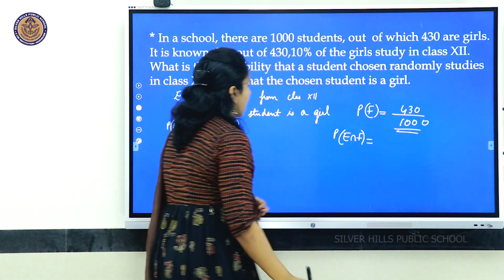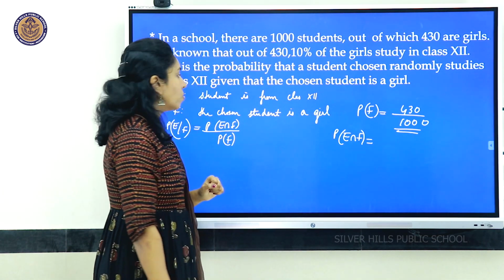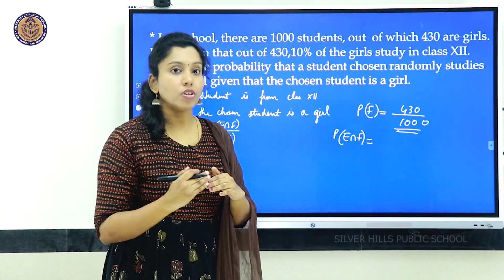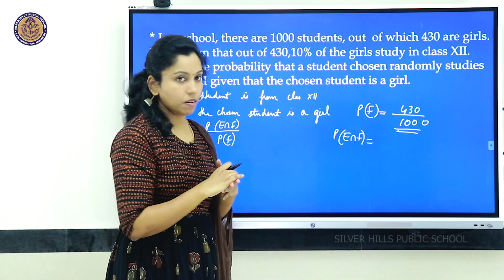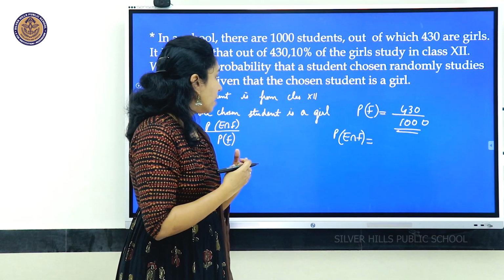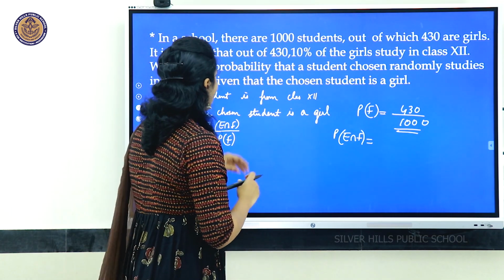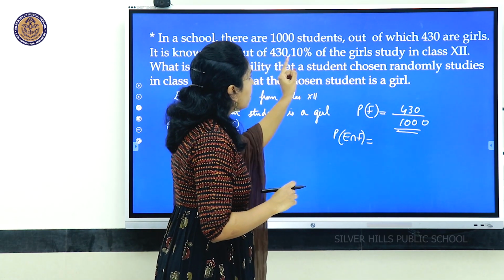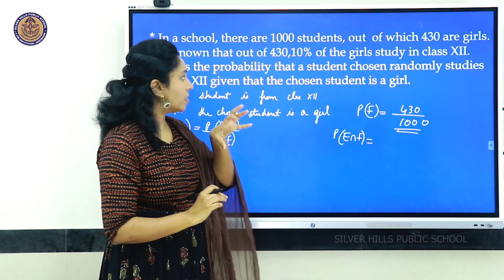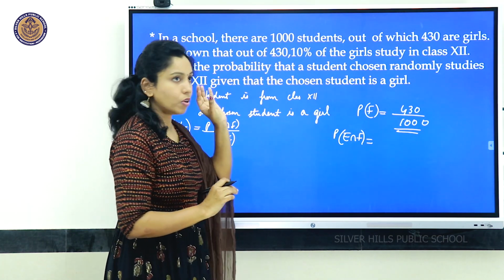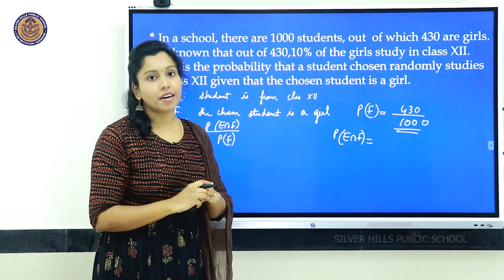Denominator is ready. And then we need probability of E intersection F. What is the meaning of that? E is the student is from class 12. F is the chosen student is a girl. So, E intersection F means that the student that you selected is a girl from class 12. How do we find this? Look at the sentence: 10% of the girls study in class 12. Like 430 girls are there out of 1000. Of that, 10% of the girls study in class 12.